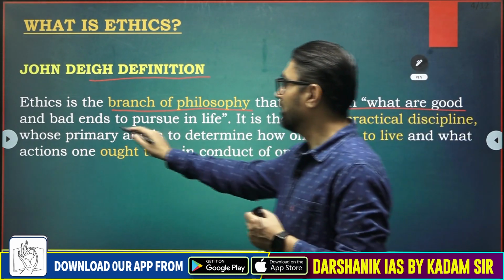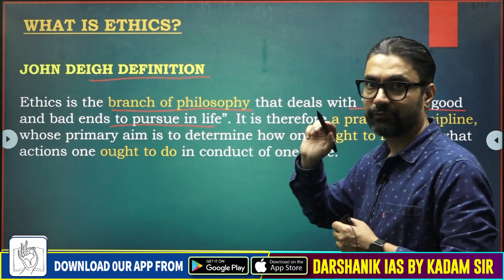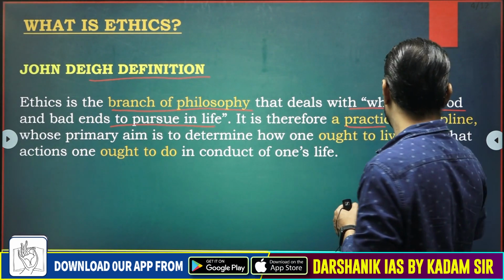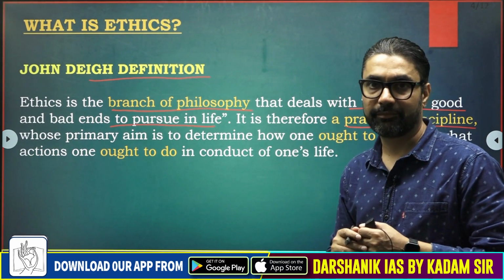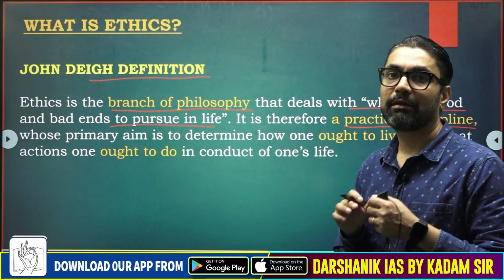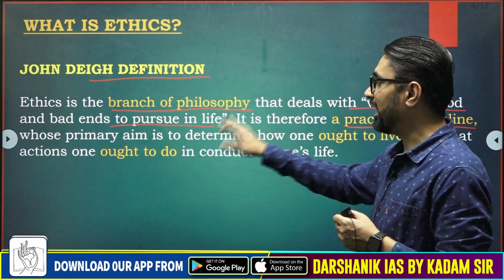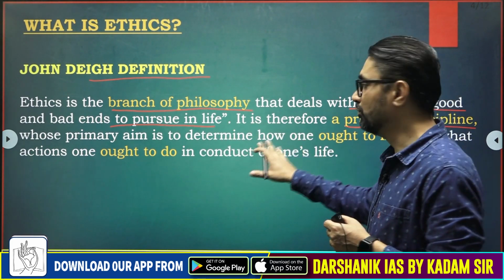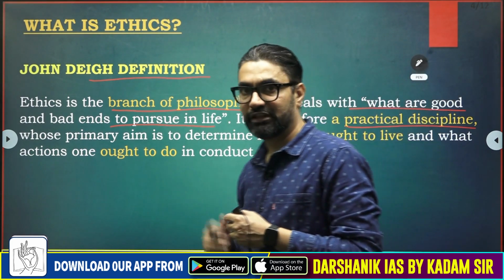So that's why your definition should start with the words: ethics is the branch of philosophy that deals with what are good and bad ends to pursue in life. What are good and bad ends to pursue in life? It is therefore a practical discipline, whose primary aim is to determine how one ought to live and what actions one ought to do. Now going ahead with the definition.